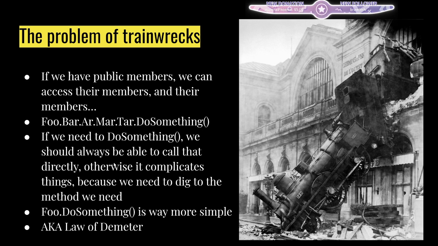So the solution to this problem, or a design rule, is to talk only to your immediate friends. And this is called the law of Demeter. We don't chain stuff, we call it immediately. If we do not call only our immediate friends, then we risk confusing people who are consuming our code. We risk people simply getting our code wrong and not understanding our intention.